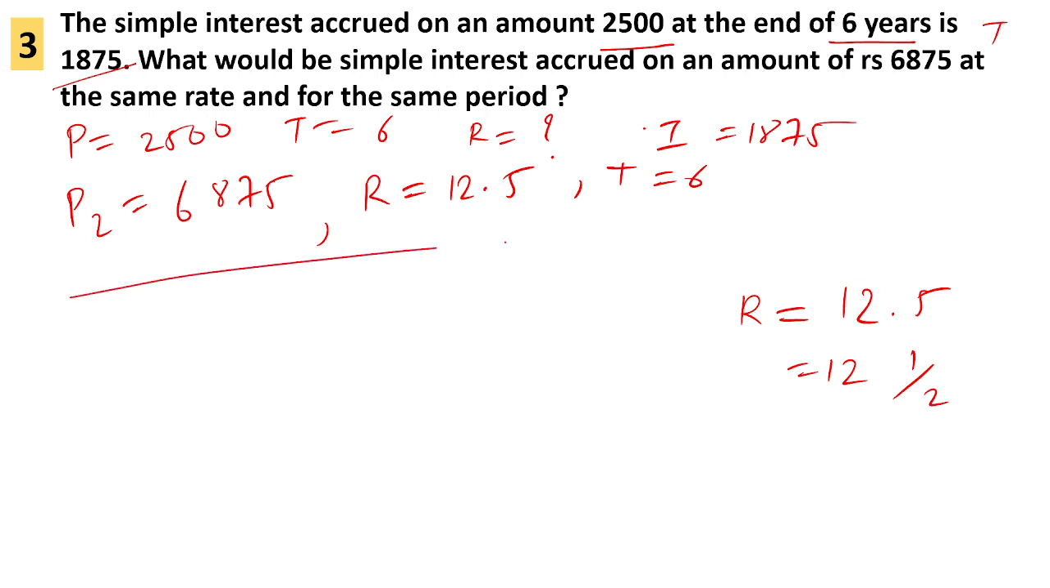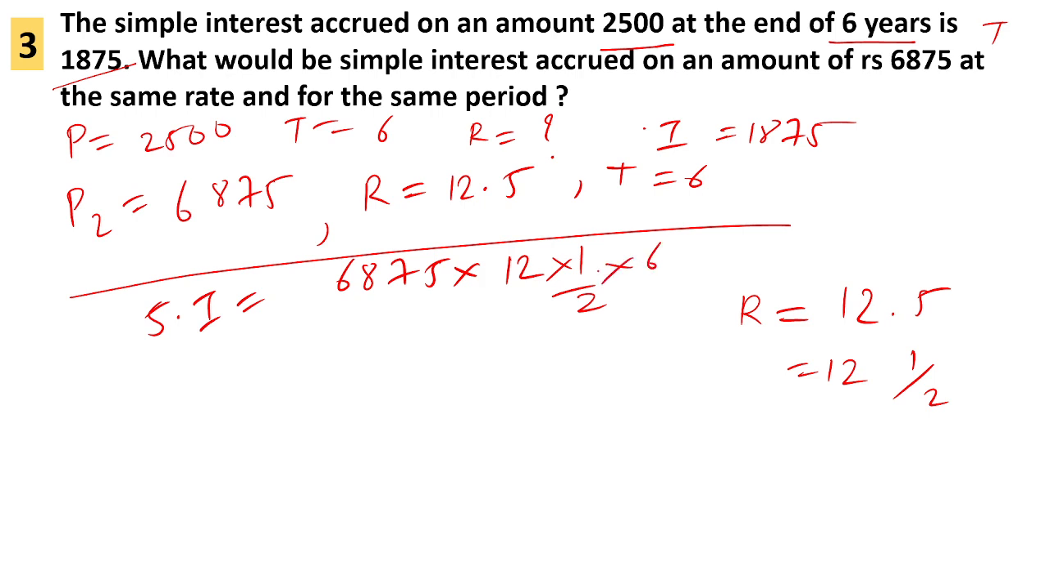So we just got all three values. We have to find the simple interest on the second term. So simple interest will be 6875 multiplied by 12.5 into 6 divided by 100. After solving this you will get the simple interest, that is 5156.5. You can use a calculator also, but you can also solve this by hand.